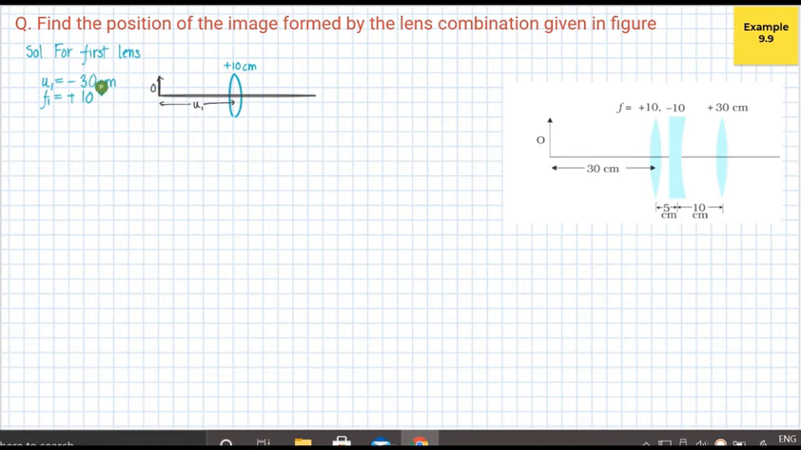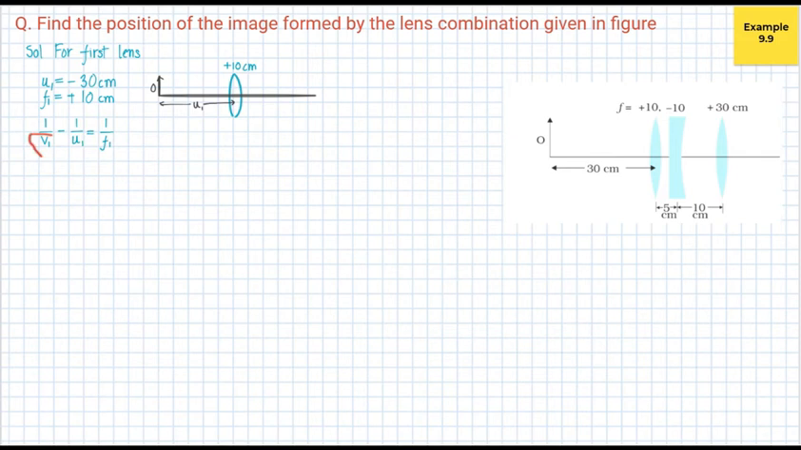Now you can use your thin lens formula. According to the thin lens formula, 1 upon image distance V1 minus 1 upon your object distance U1 equals 1 upon your focal length F1. Now let us substitute the values here, in order to calculate your image distance. So 1 by V1, and the object distance U1 is minus 30 centimeter. Fine. So minus 30 and minus will become plus.